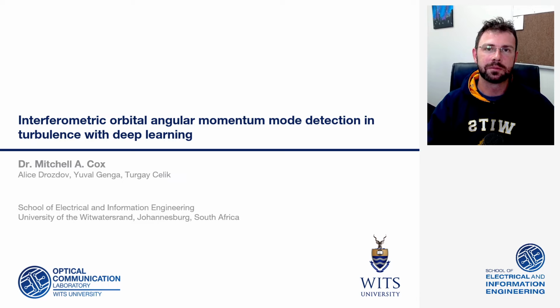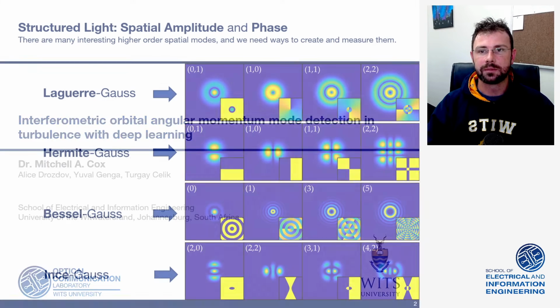A few of you might remember me from a few years ago when I was here presenting as a student under the supervision of Professor Andrew Forbes. But what I've done now, I've moved over to the School of Electrical and Information Engineering, where I've started my own lab, which is very creatively called the Optical Communications Lab. So I'm going to be talking about interferometric orbital angular momentum mode detection with deep learning, and specifically in turbulence. I did this work with one of my students, Alice, and then two collaborators from within the department.